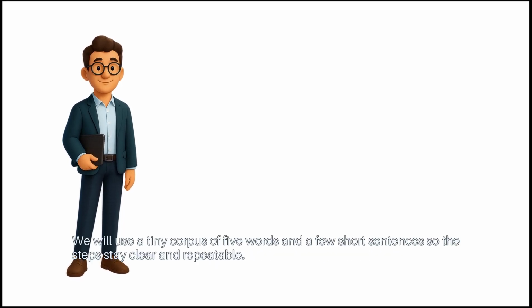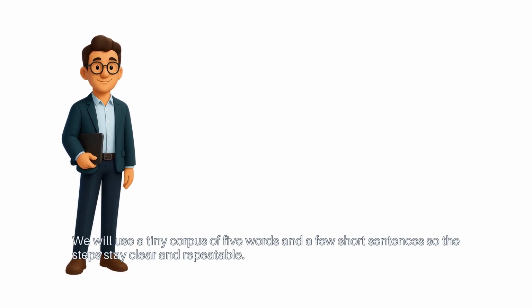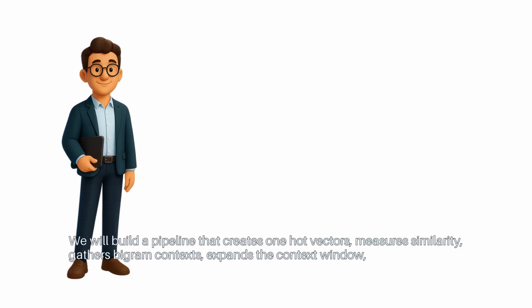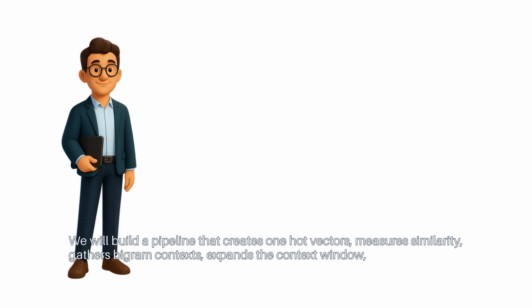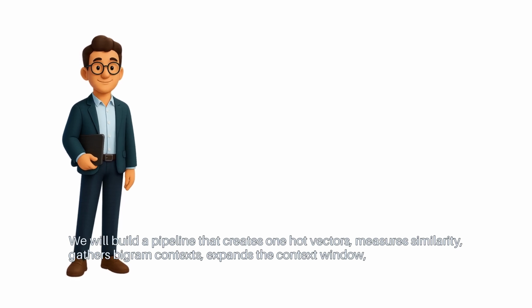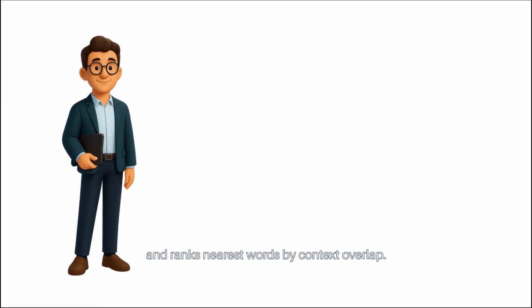We will use a tiny corpus of 5 words and a few short sentences so the steps stay clear and repeatable. We will build a pipeline that creates one-hot vectors, measures similarity, gathers bigram contexts, expands the context window, and ranks nearest words by context overlap.